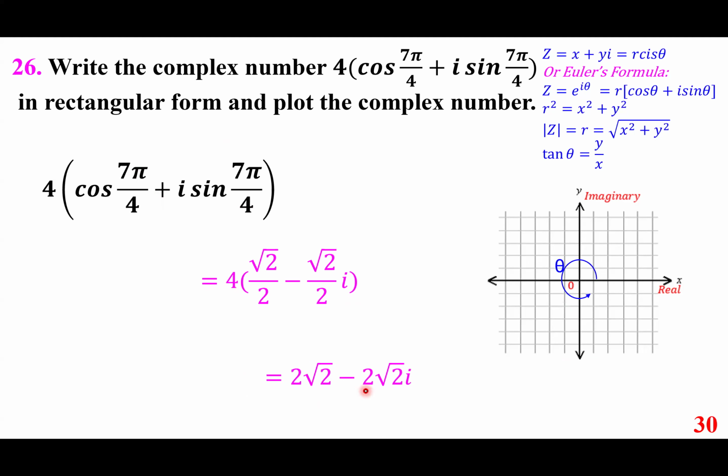So the theta is 7 pi over 4, and we are going to go with this. 2 square root of 2 is about 1.4, so 2 times that is 2.8. So about 2.8 on the right, 2.8 on the bottom, and there you have it.